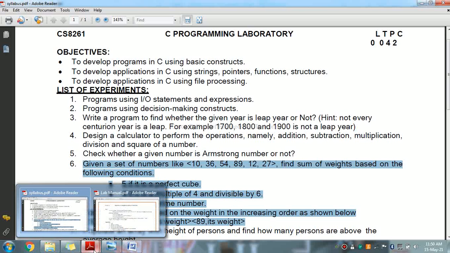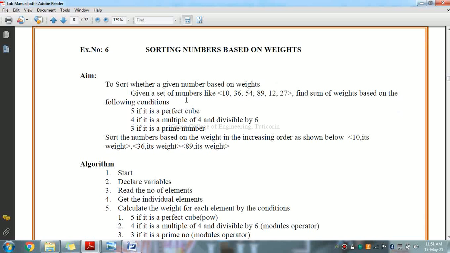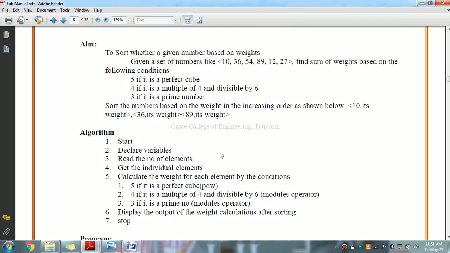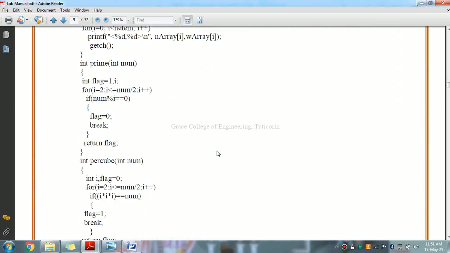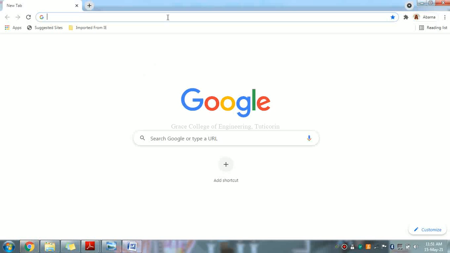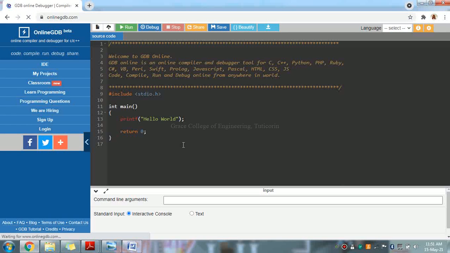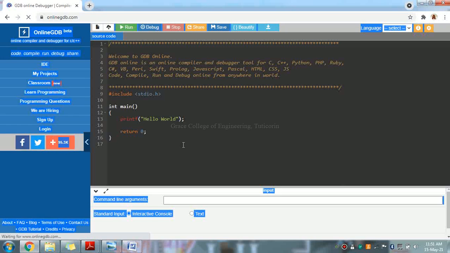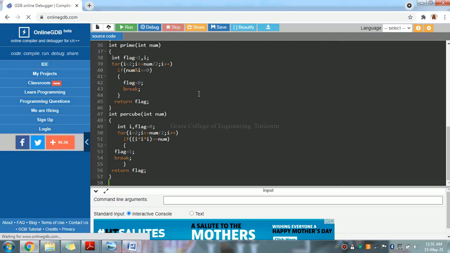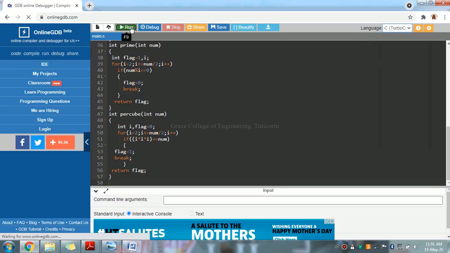So we have to execute it. This is our lab manual: sorting numbers based on weights. We have given the aim, the conditions, then the algorithm, the program, and the output. So, we have to execute it using an online compiler, onlinegdp.com, the online C compiler. The default code is there. We choose the language C, and choose run.